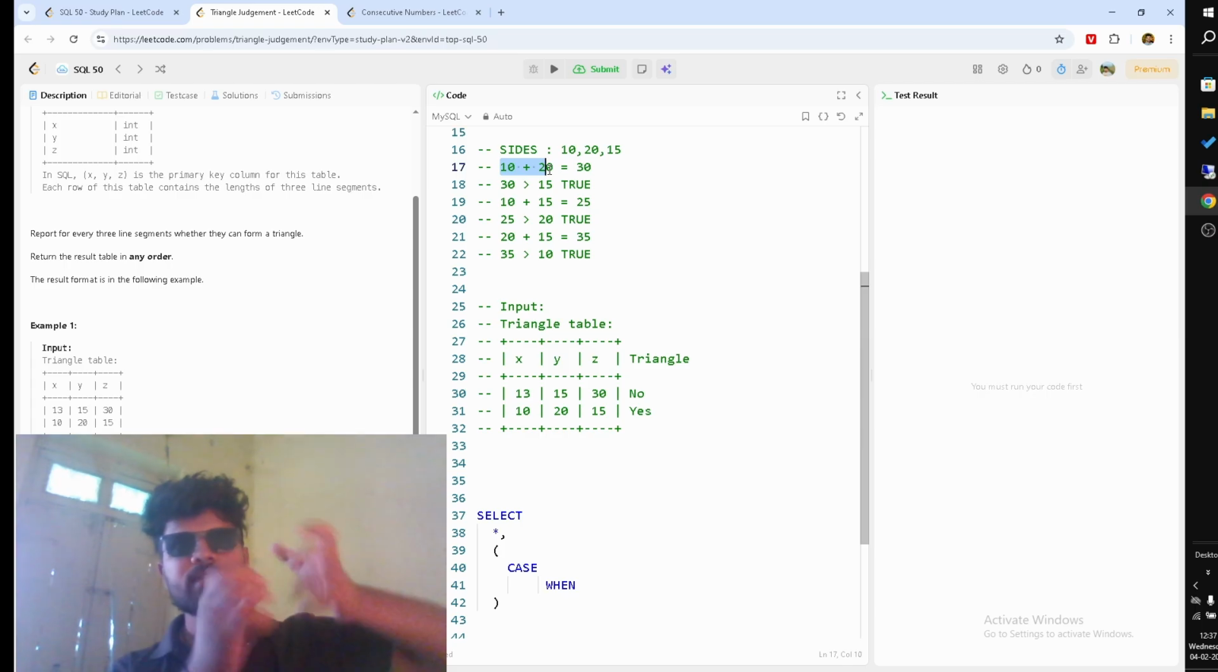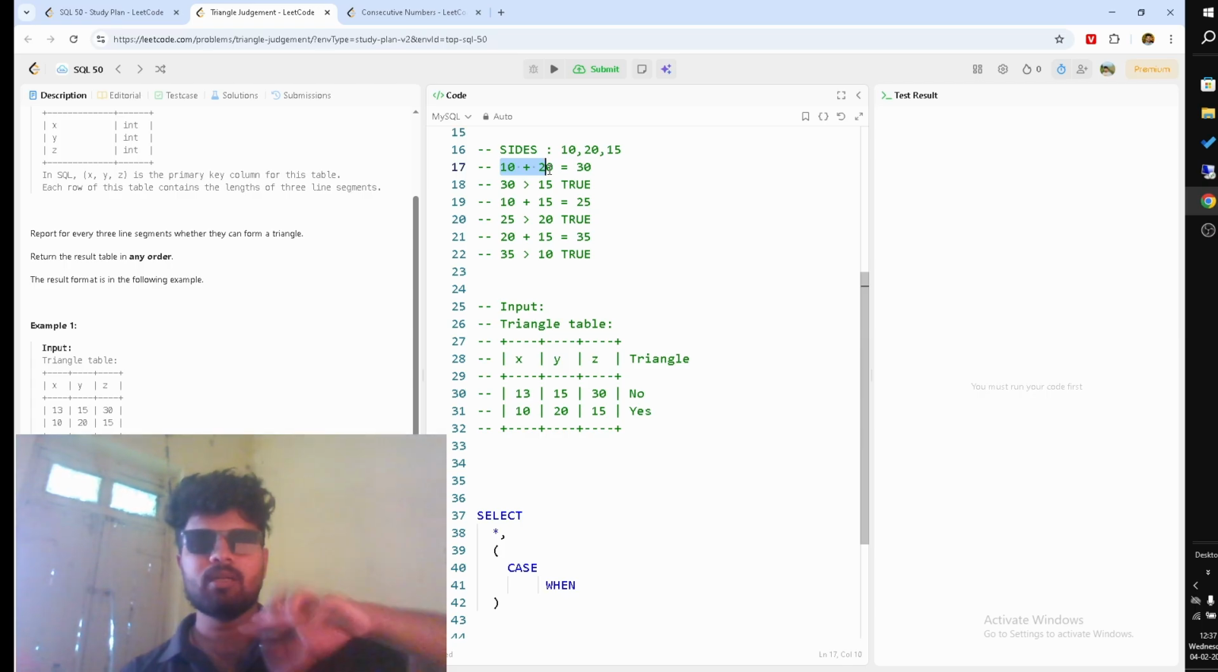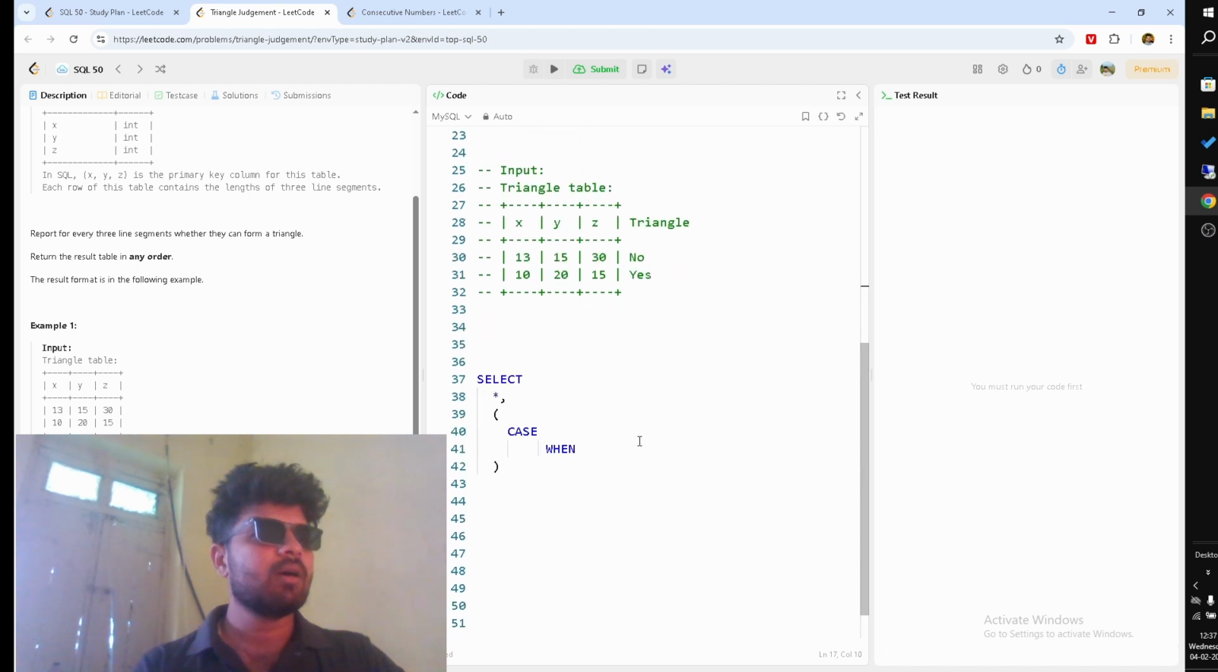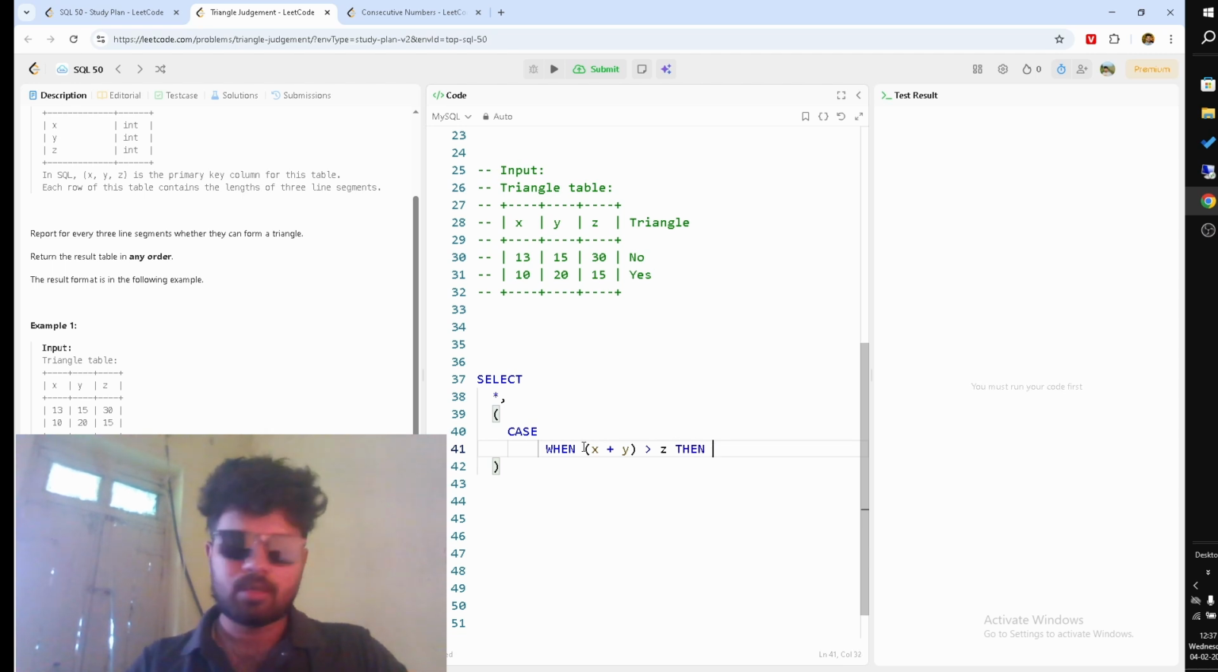How do we do it? We are combining two sides, getting a sum from two sides, then comparing with the third side. Here we require a case statement. So we take x, the first side, with the sum of first and second side, and compare with the third side, that means z. If this is true, then I will send 1, else I will send 0.